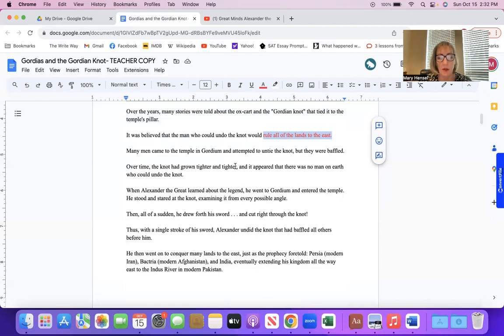He then went on to conquer many lands to the east, just as the prophecy foretold: Persia, modern Iran, Bactria, modern Afghanistan, and India, eventually extending his kingdom all the way east to the Indus River in modern Pakistan.